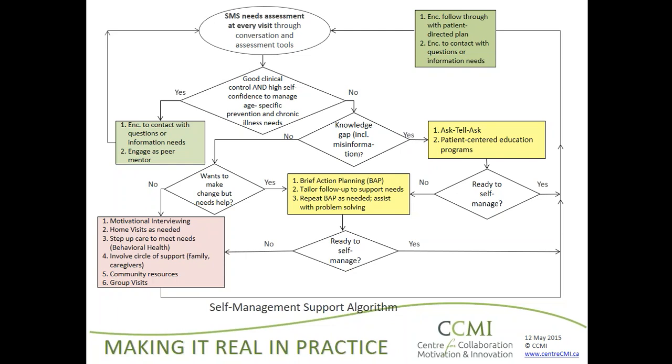So maybe they need to go to behavioral health and receive some behavioral health interventions. Involving the circle of family, their family and caregivers, maybe more community resources if they exist in your community. And sometimes group visits are a very good way to help these folks that are struggling with their control and confidence by sitting in a group and seeing that other people share the same problems they have, and others have tried different things that may be useful for the patient with low confidence.